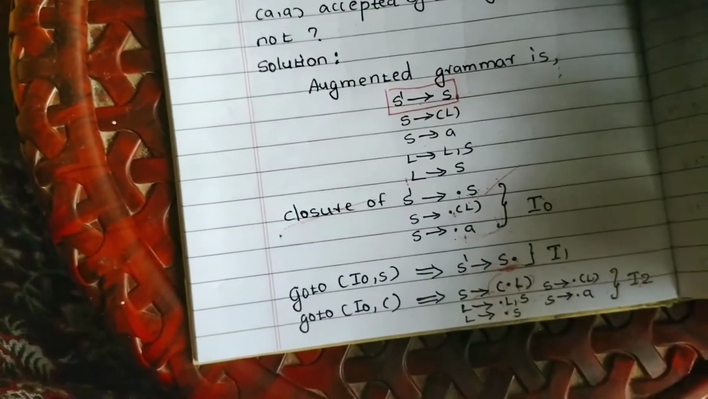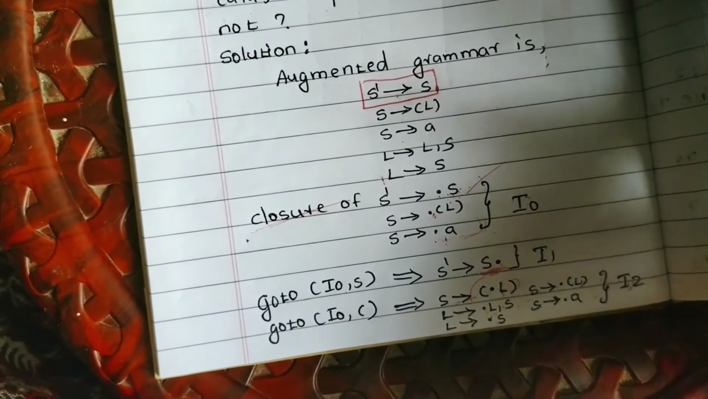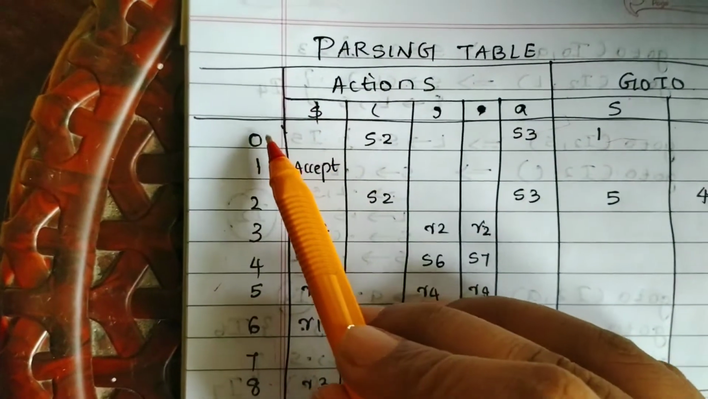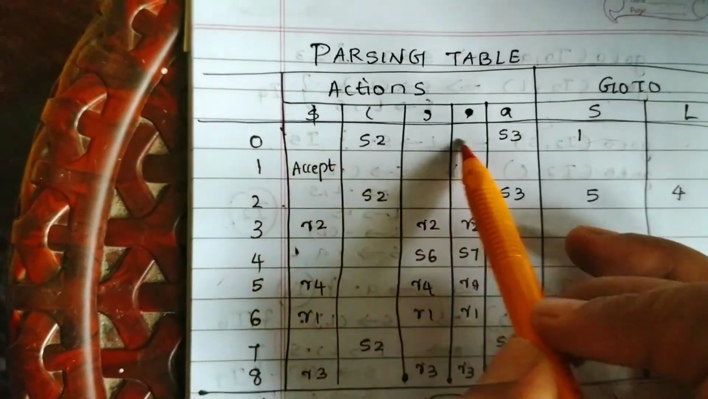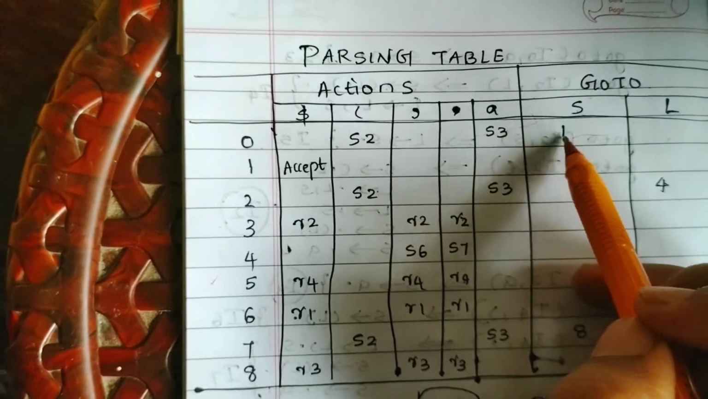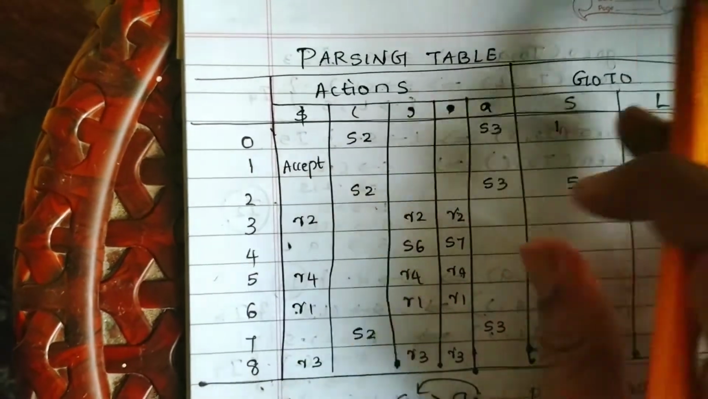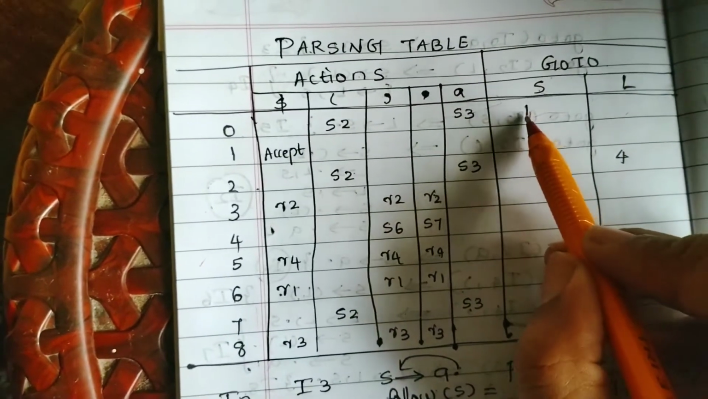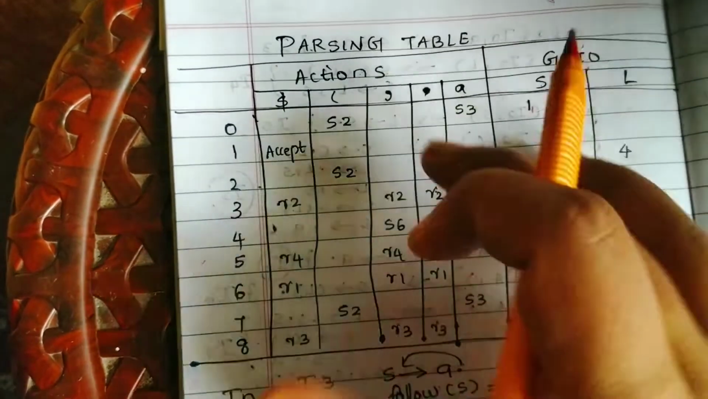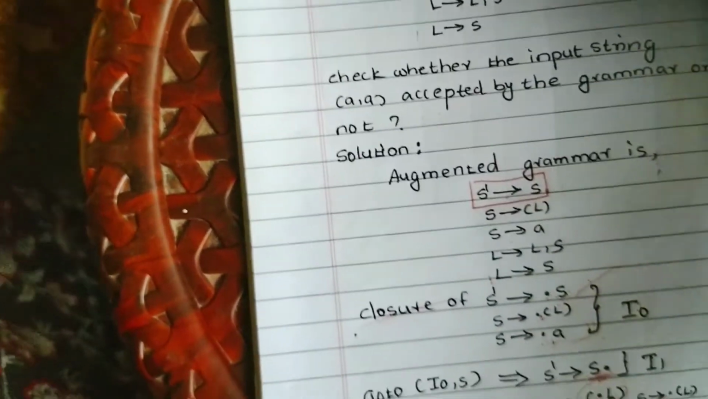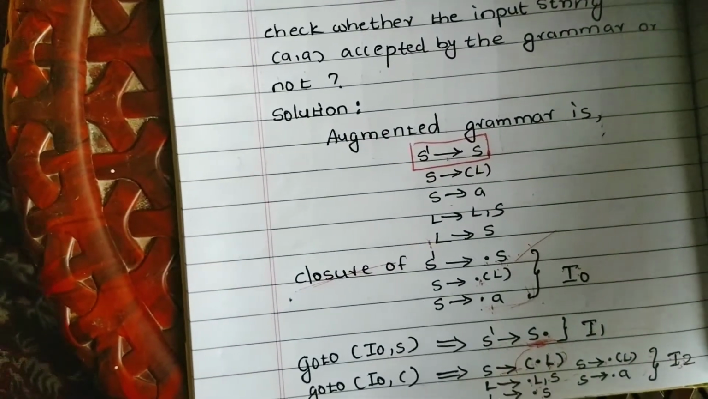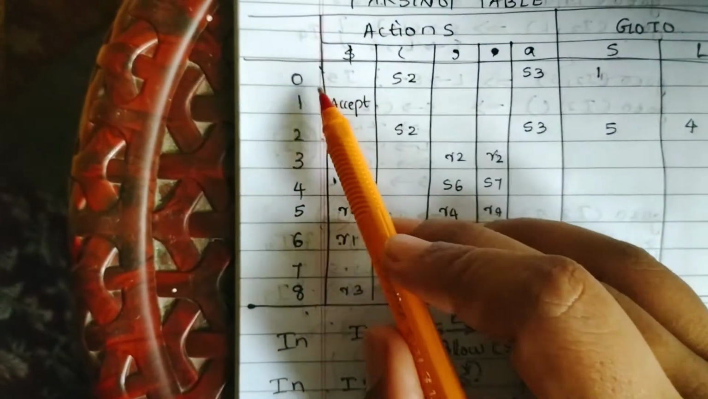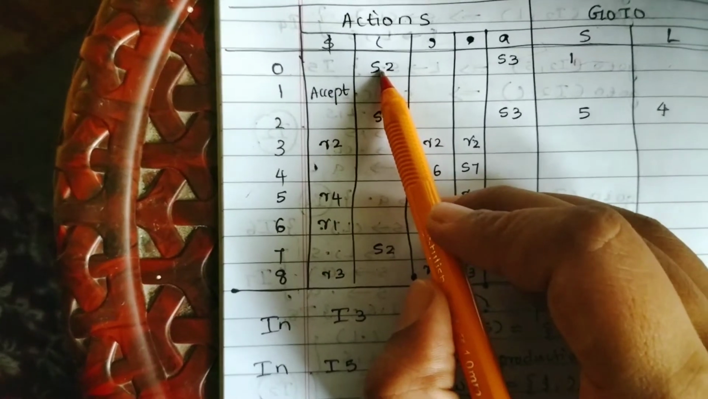See here, I0 comma S we are leading to I1, right? So in the place of state 0, S, it is leading to I1. So simply here we will write the numbers alone. In go to we will simply write the numbers. So it is leading to I1, so you are writing 1, right? And what you see in I0 comma open bracket is leading to I2.